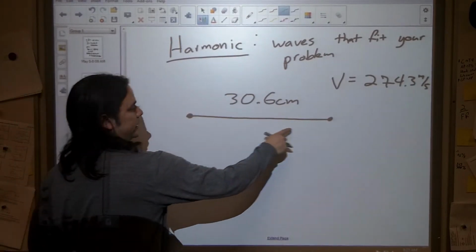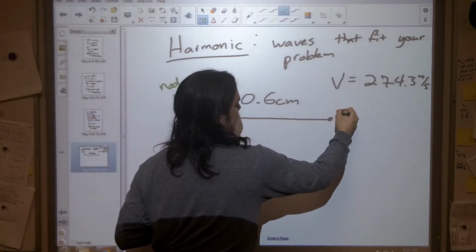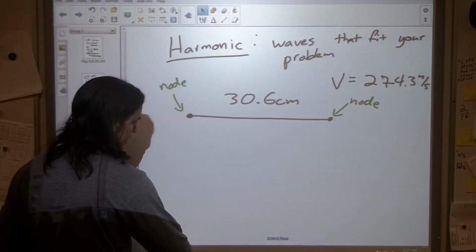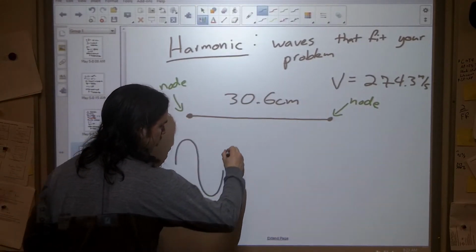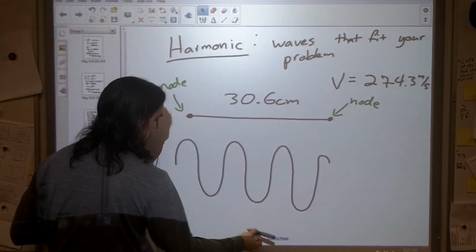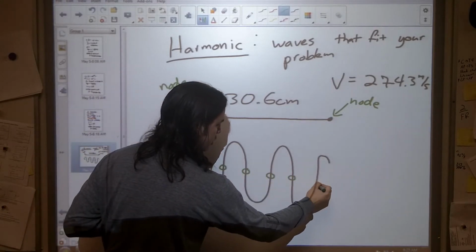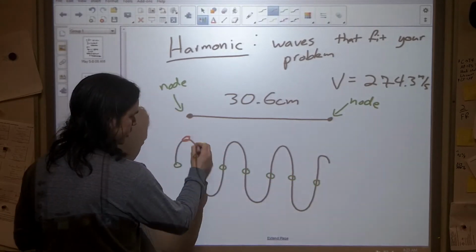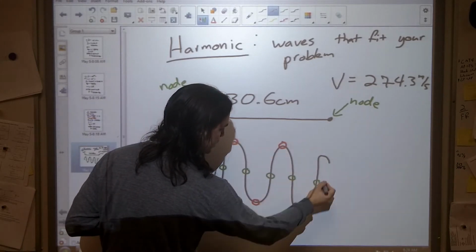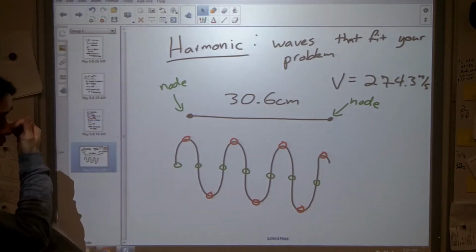And here's where we have to bring in some of the stuff that we've done in class. We have a string that's held down here and here, so we have a node on both sides. We have to find the wave that actually fits in here. So, draw a wave, just like I've taught in class. We have node, antinode, node, antinode, and so on. Not my best drawn wave ever, but it'll do.